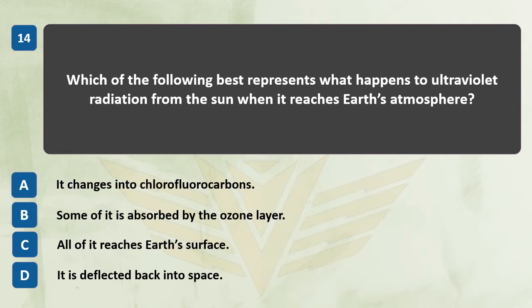Which of the following best represents what happens to ultraviolet radiation from the sun when it reaches Earth's atmosphere? A. It changes into chlorofluorocarbons. B. Some of it is absorbed by the ozone layer. C. All of it reaches Earth's surface. D. It is deflected back into space.